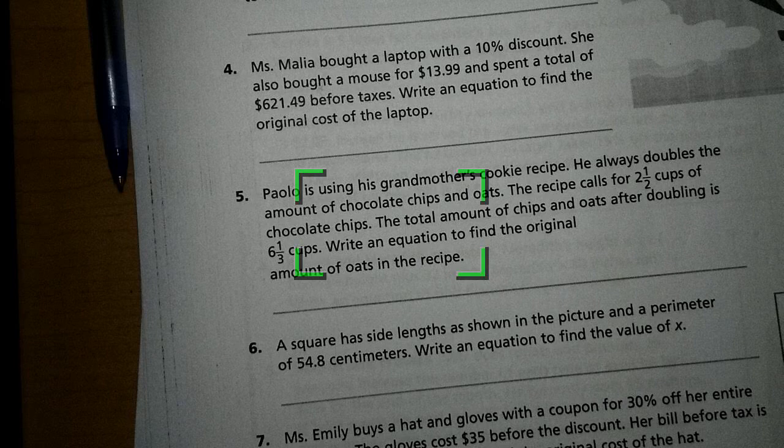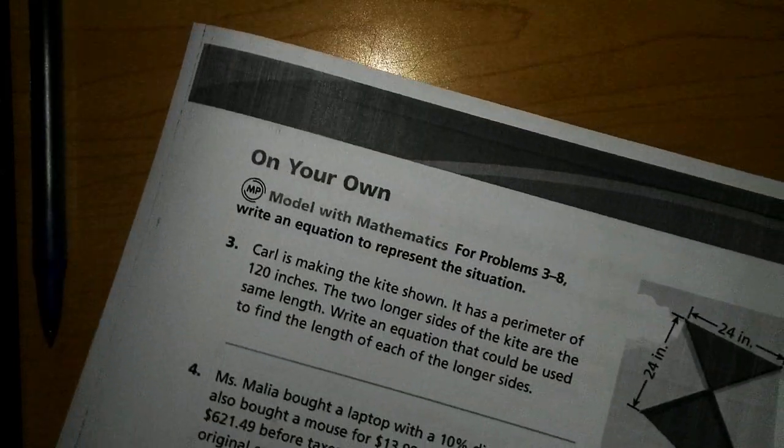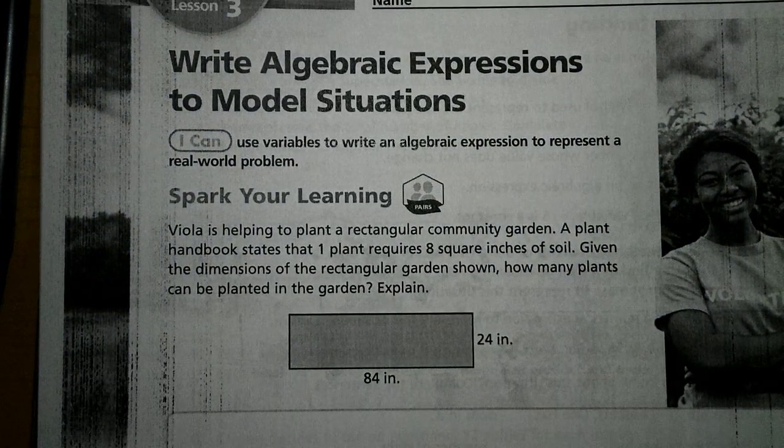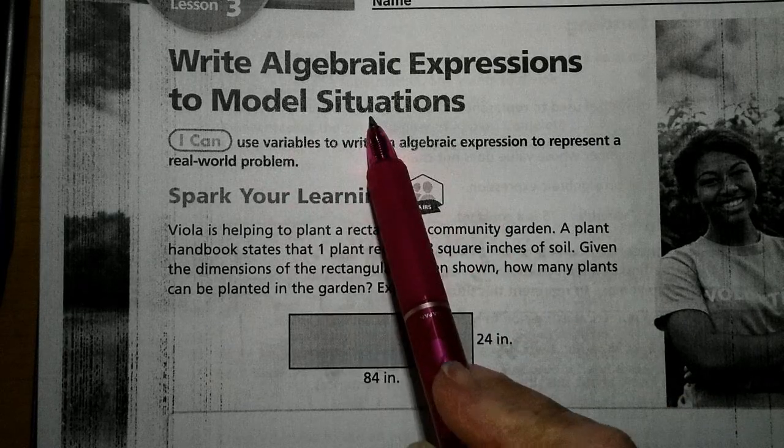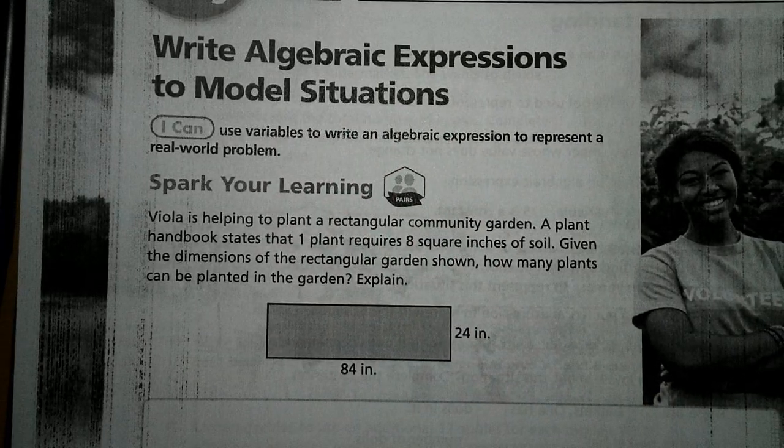So we are going to be on page 247. If you will open your books, if you have your books, if not, get Seesaw open. And we're on page 247. All right, can everybody see? It says write algebraic expressions to model situations. I can see it. Okay, awesome.